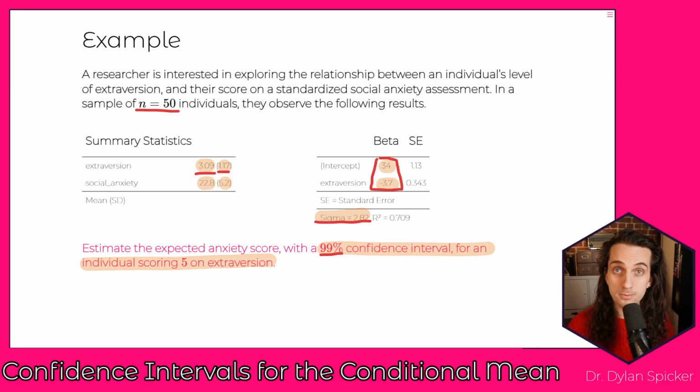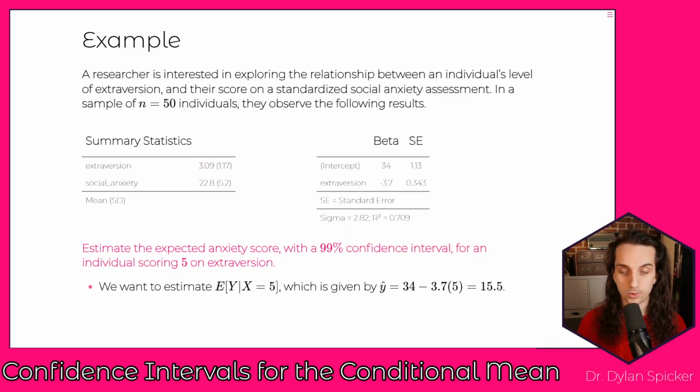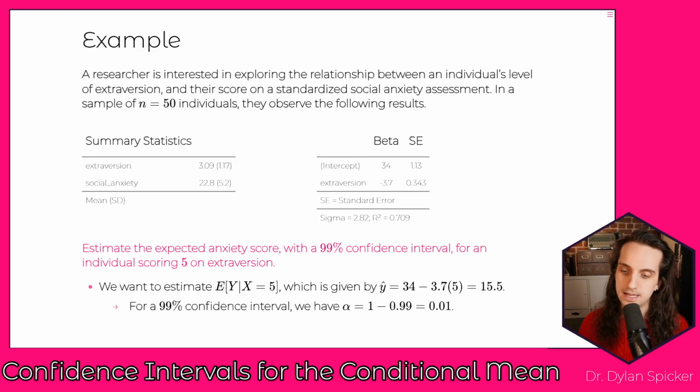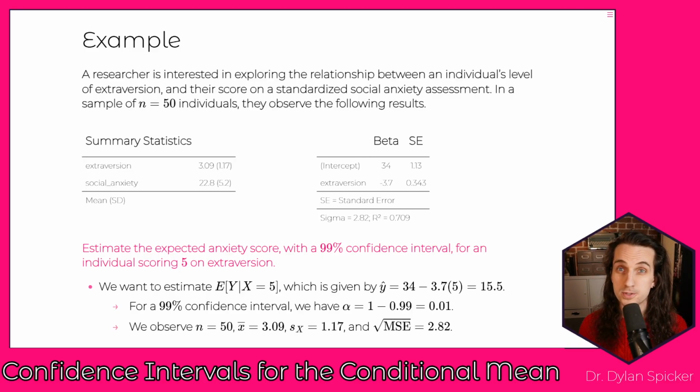Okay, and so then pulling all of this together with a 99% confidence interval, we're going to get alpha equals 0.01. And so then we can plug everything in as we need here. So we want expected value of y given x is equal to 5. And so that's going to be 34, and then note here that we are adding our slope times x. But here, because our slope is negative, that's going to be 34 minus 3.7 times 5 to give us 15.5. So it's the exact same as before, but we just have a negative value for our slope here. And there's no problem with that. You just subtract rather than add. Because we have our 99% confidence interval, we want alpha equals 0.01. And so we're going to observe n is equal to 50 and x bar is 3.09, sx is 1.17, and the root of the MSE is 2.82.